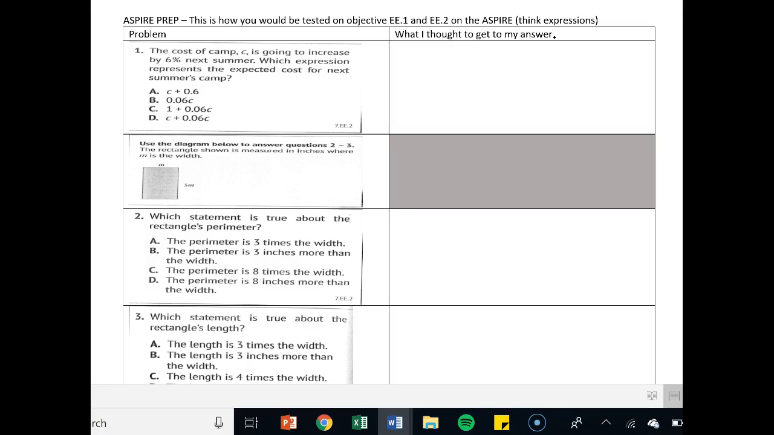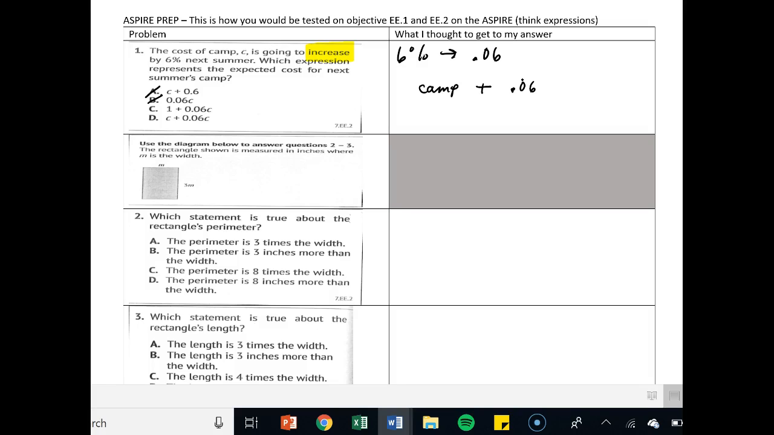So it says the cost of Camp C is going to increase 6% next summer. Which expression represents the expected cost for next summer's camp? So an important thing to remember is 6% written as a decimal is actually 0.06. So anything like A, that's out because it says 0.6, right? Also, the cost C is going to increase, right? So we need an addition problem related to there. So B is out because that says nothing but multiplication. So we got the cost of the camp increasing by 0.06, right? And really, the only options left are C and D.